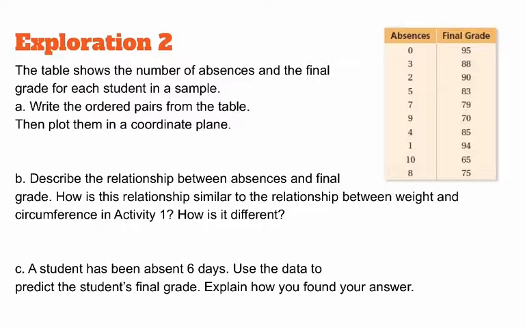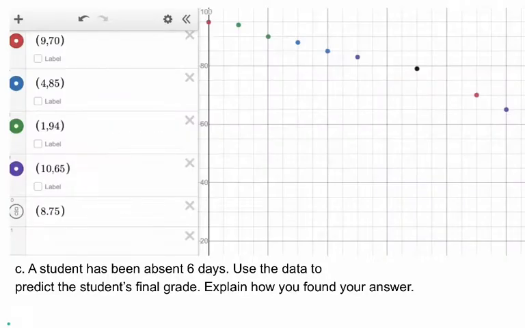All right, for this next one, if you have graph paper, go ahead and graph these on graph paper, or I went online to Desmos and just typed in all of the ordered pairs, so 0, 95, 3, 88, etc. And then I took a screenshot of this. So for part B, it says, describe the relationship between the absences and the final grade. Let's take a look. So my absences are along the x-axis here.